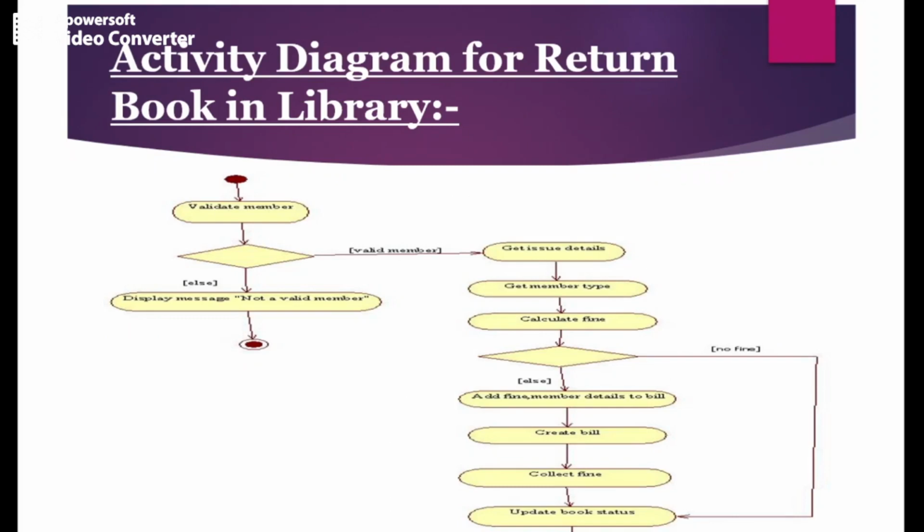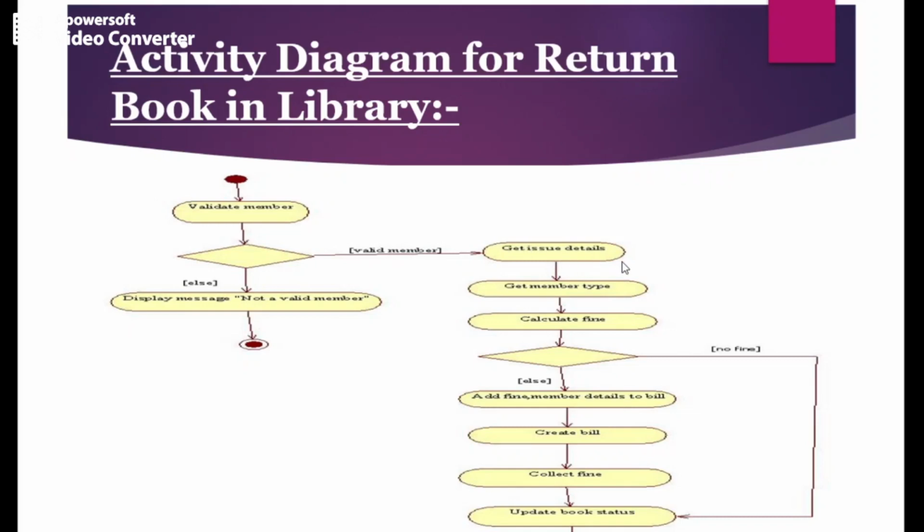Now we'll see the activity diagram for returning the book in the library. First you have to validate. This is the initial state. First you have to validate the member, to see whether he's an authorized member or not. If he's not, then display the message 'not a valid member'. This is decision making, if else. If he's a valid member, meaning a student, then get issue details.